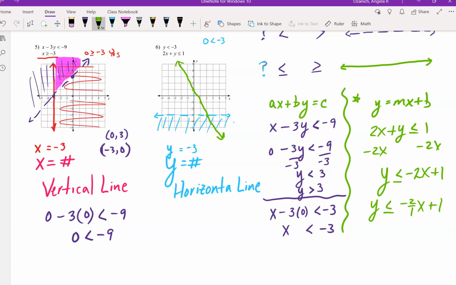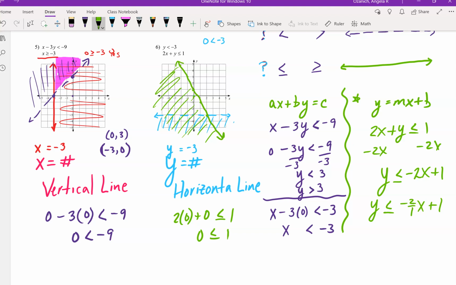Let's test it. So here's the test. I'm going to throw it in there: 2 times 0 plus 0 is less than or equal to 1. So I'm trying to see if 0 is less than or equal to 1. And it is, in fact. That means I'm shading on the side that includes that point (0, 0). So I'm shading below my solid line.